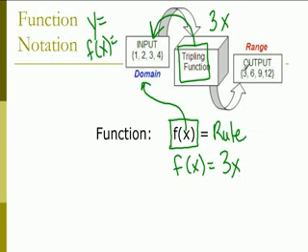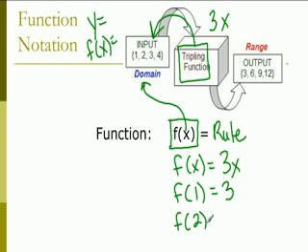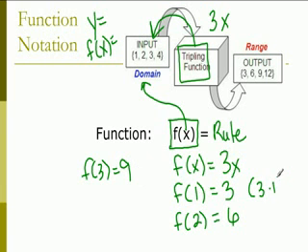Now to figure out the answers, if we didn't have this input-output table already done for you, you would do f of the x input. If you input 1, you get 3. If you input 2, you get 6. If you input 3, you get 9. So all we're doing is substituting our numbers for x. So this is actually 3 times 1, 3 times 2, 3 times 3. Very simple.